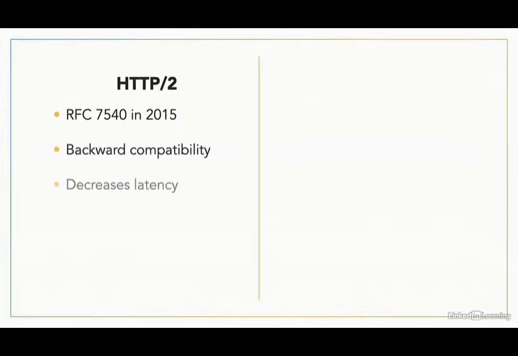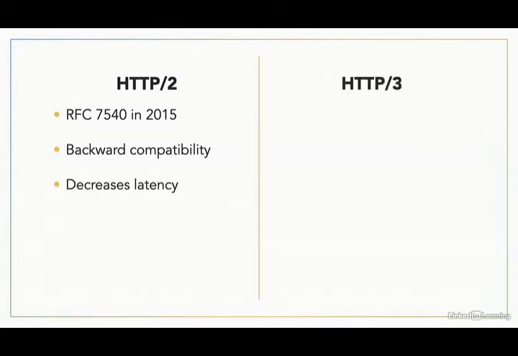HTTP2 was first published as RFC 7540 in 2015. In 2021, more than 50% of the top 10 million websites support the protocol, and most major web browsers supported the protocol by the end of 2015. The protocol has backwards compatibility with HTTP 1.1 and decreases latency via several optimizations and new techniques.